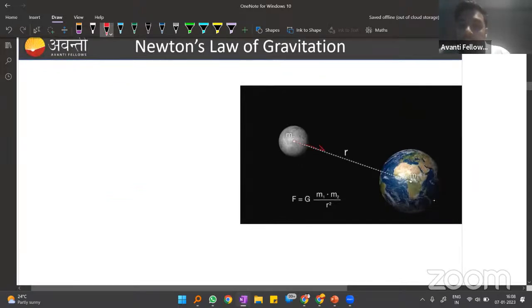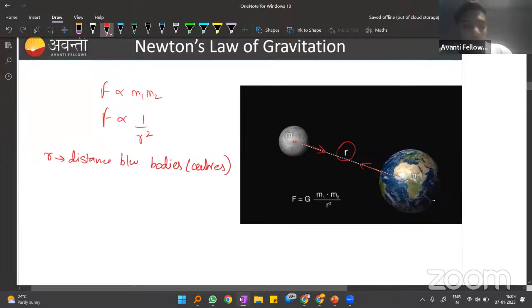The force acting between them is going to be directly proportional to the product of masses. This is experimentally seen. And force is inversely proportional to the distance squared, meaning the distance between the two bodies. If they are massive bodies, then it is the distance between their centers. Okay, I think this is clear. Now, if we combine these two proportionalities, we get F proportional to m1 m2 divided by r squared. By the way, the second proportionality is also called the inverse square law.